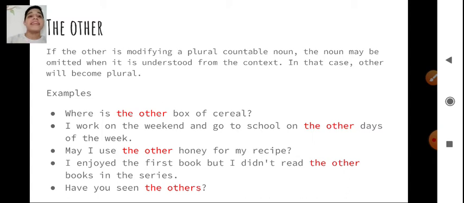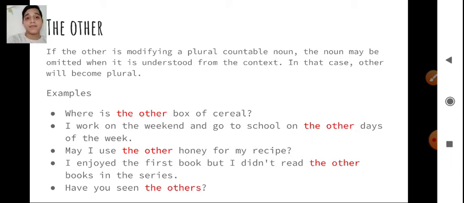If the other is modifying a plural countable noun, the noun might be omitted when it is understood from the context. In that case, other will become plural. So let's take a look at those examples. The first one says, hey, where is the other box of cereal? I work on the weekend and go to school on the other days of the week.